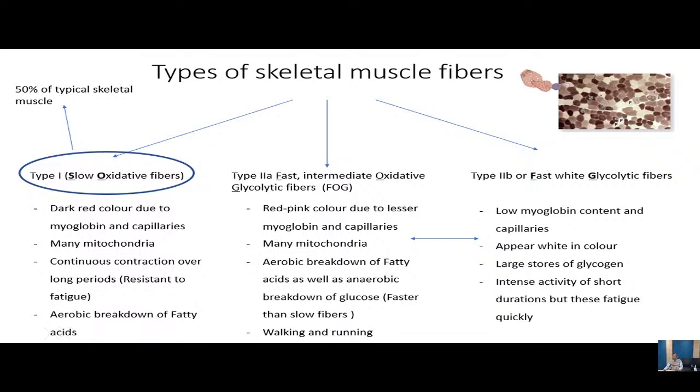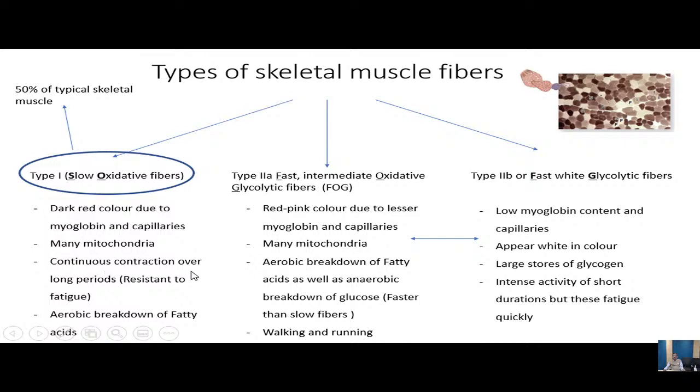This is when you have cut a muscle. Say you have cut a section of the muscle of a rat, and you are seeing it under the light. You will see there are some fibers which are dark red in color, some fibers which are red-pink, and some fibers which appear white. The dark red ones, you know now why they are dark red, because of this pigment called myoglobin and capillaries. They contain many mitochondria.